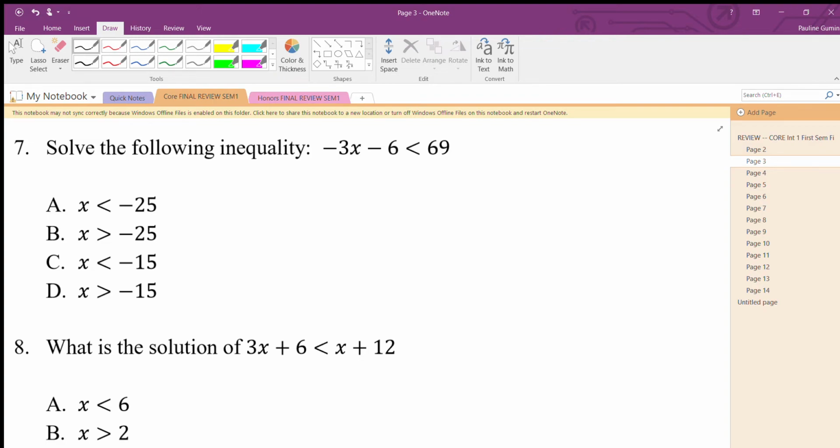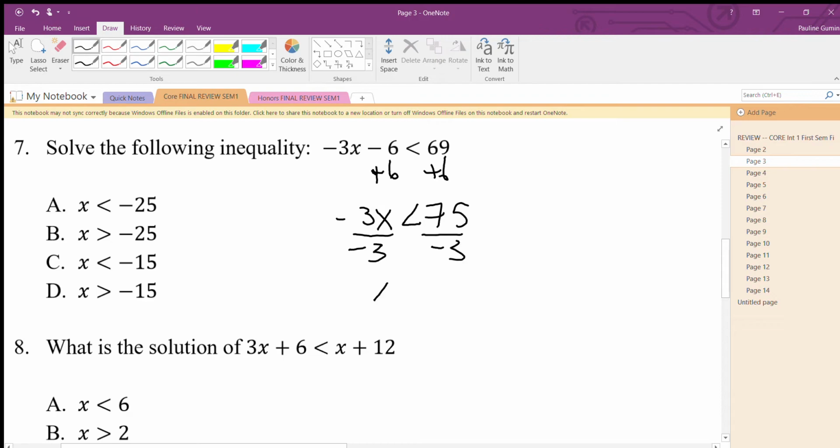So let's get x by itself by adding 6 to both sides first. So we have negative 3x is less than 75. To get x by itself now, I'm dividing by a negative 3, which means the sign flips. Negative 3, flipped sign. So, the correct answer is letter B.